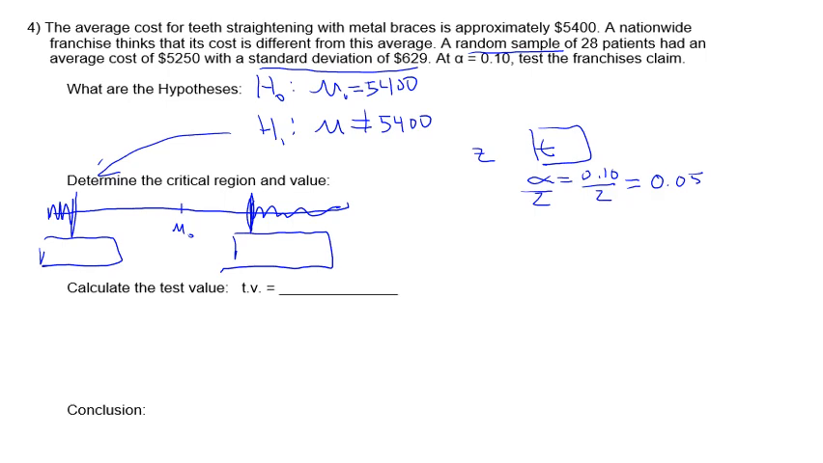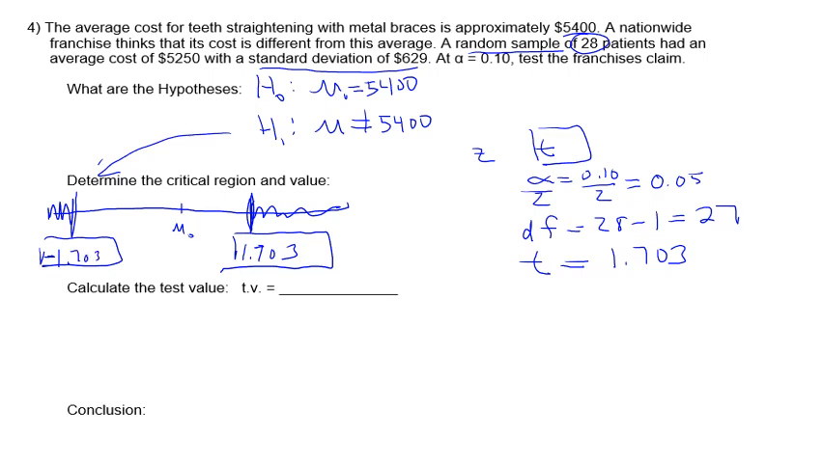In order to look up a t-score, we need to know the row number, which is the degrees of freedom. The sample size was 28. Subtract 1. We're working with row number 27. From the table, we get t is equal to 1.703. Now, 1.703 goes here, but since this is the left side, we put in a negative.